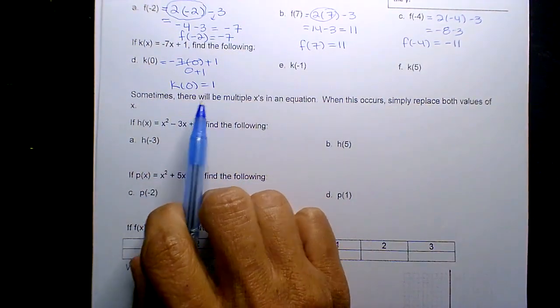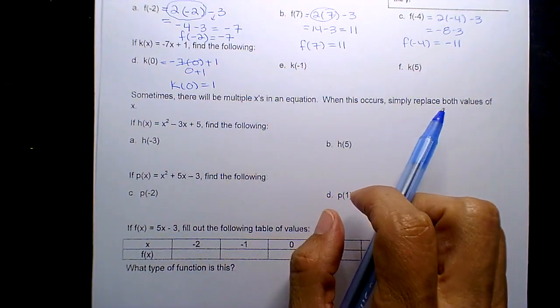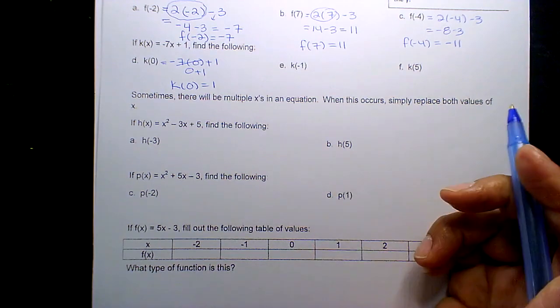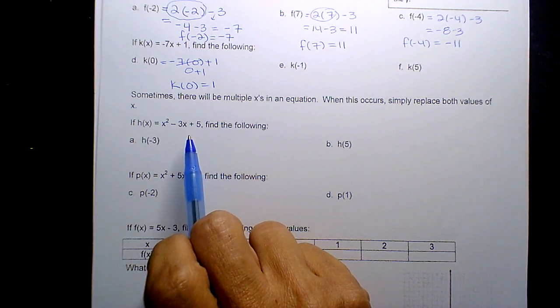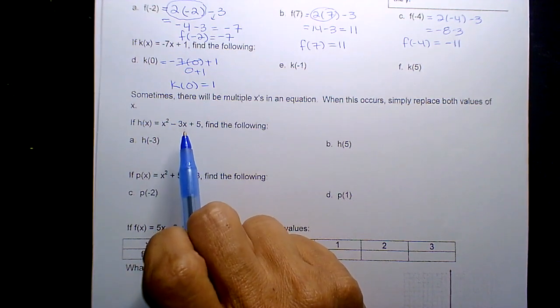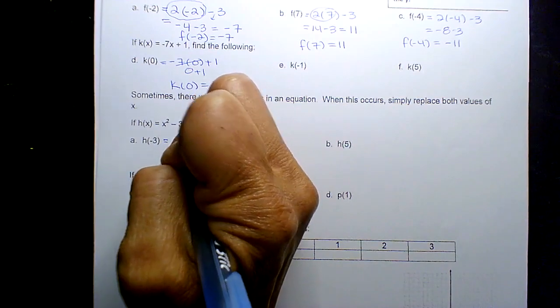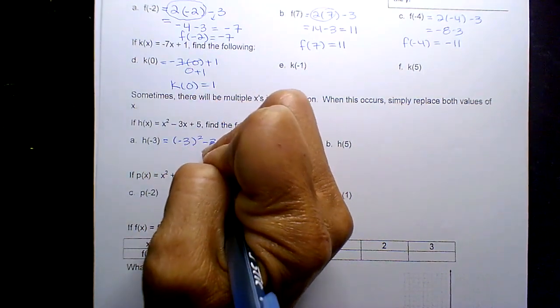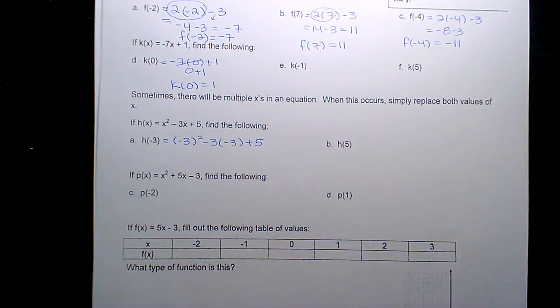Here it says sometimes there will be multiple x's in an equation. When this occurs, simply replace both values of x. And this is where it's legit. I will have students ask me, well, where do I put the negative 3? And it's like, you would put them in both positions. Whenever you see an x, that's where you plug it in. So negative 3 squared minus 3 times negative 3 plus 5, right?